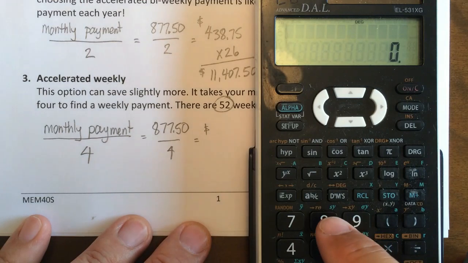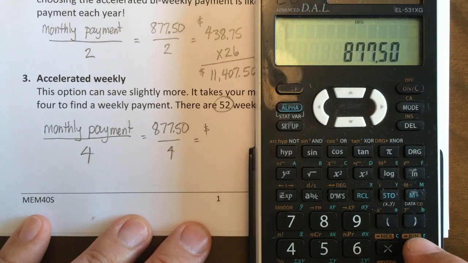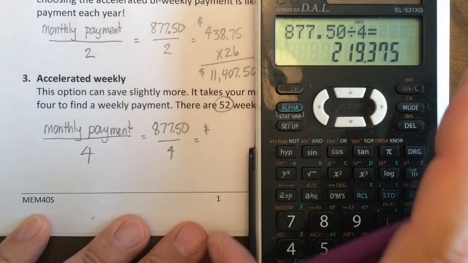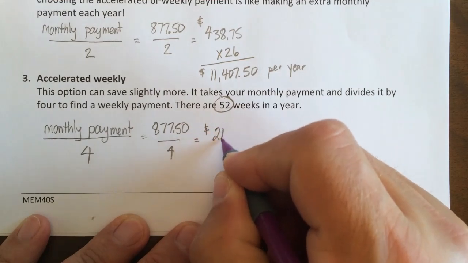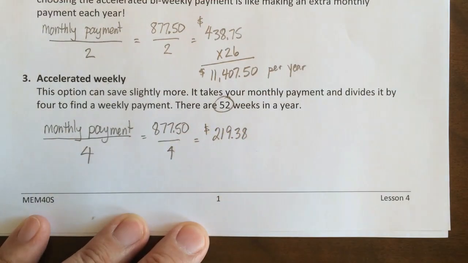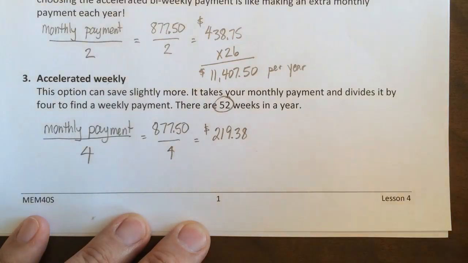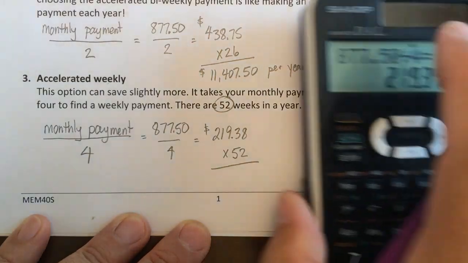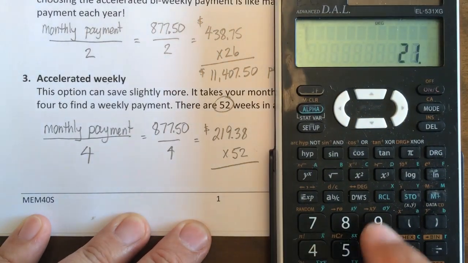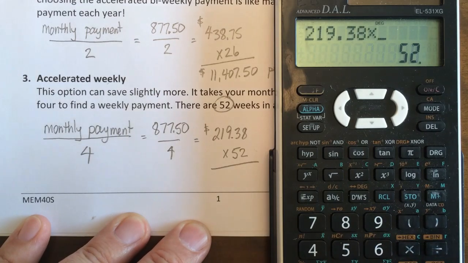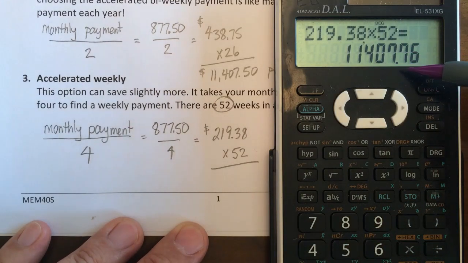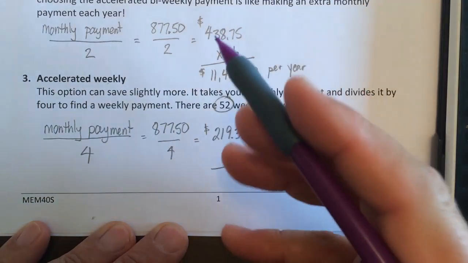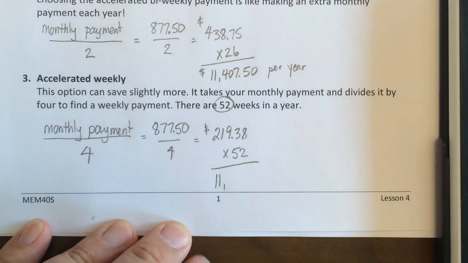So a quick calculation here, $877.50 divided by 4 makes $219.38. I'm going to round it there. And that's going to happen every week. There are 52 weeks in a year. And so how much money will I pay in a year? $219.38 times 52 is $11,407.76. Now that's a very similar number that we had. I better quickly write it down.